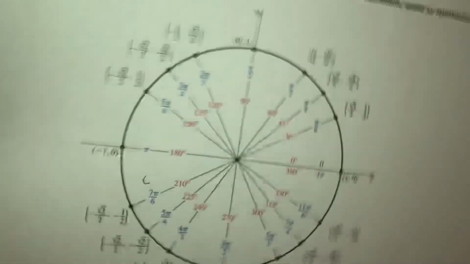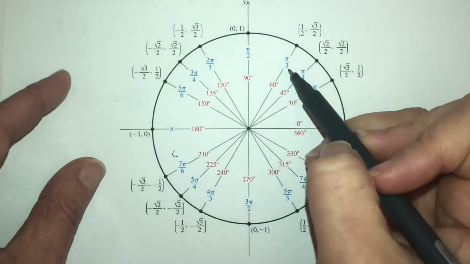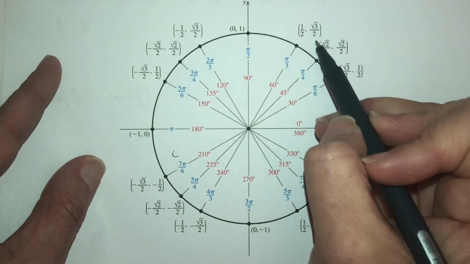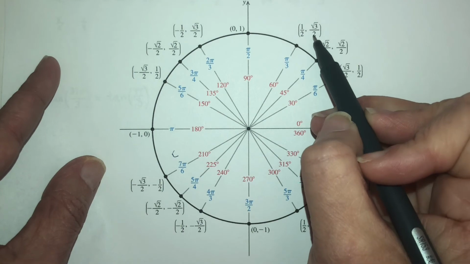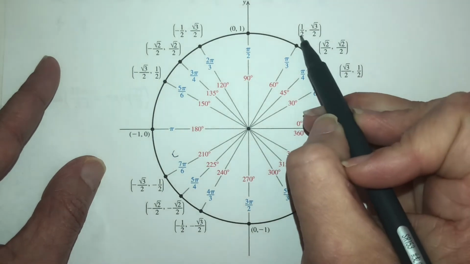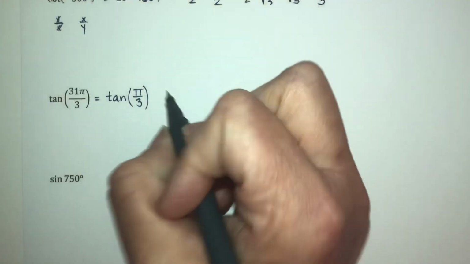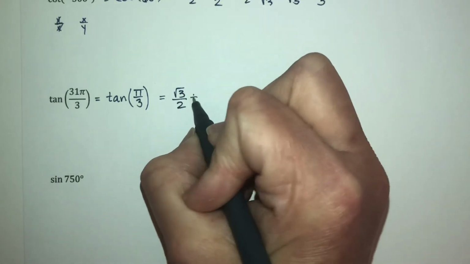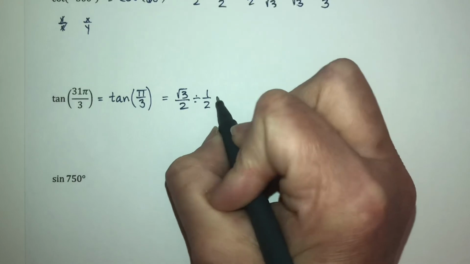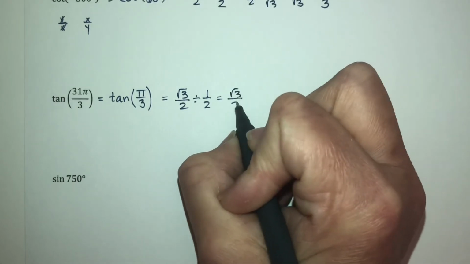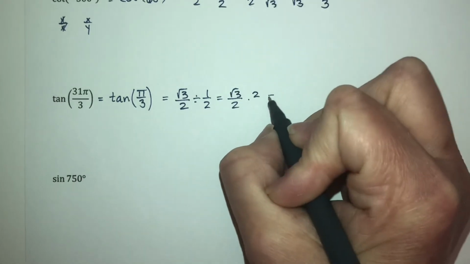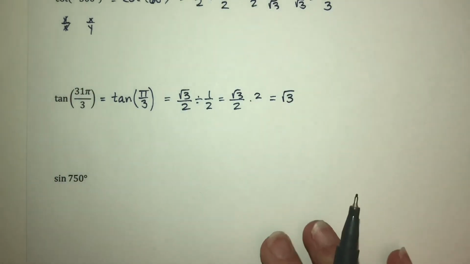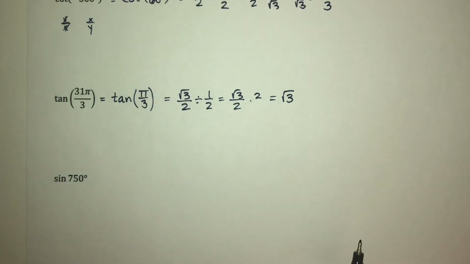For pi over 3, our point is 1/2, square root 3 over 2. And we're looking for tangent, so that is y over x. So I have here the square root of 3 over 2 divided by 1/2. So the square root of 3 over 2 times 2, that should be just the square root of 3.